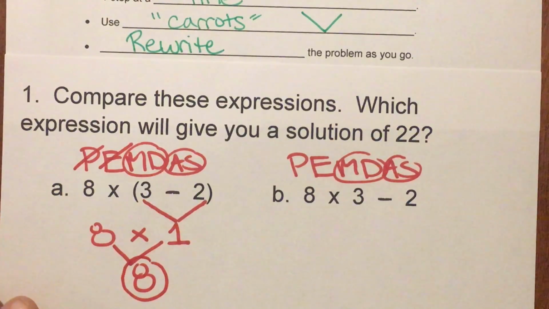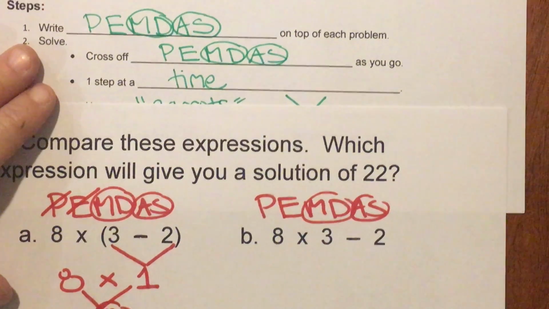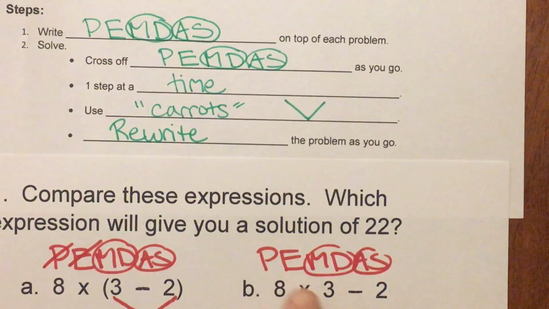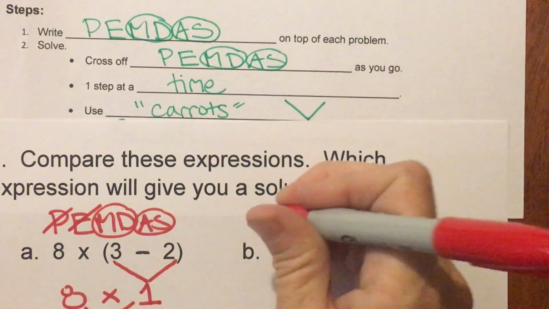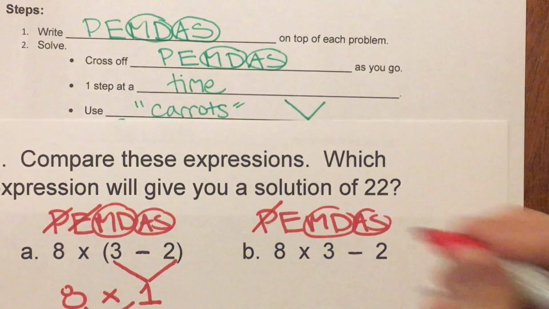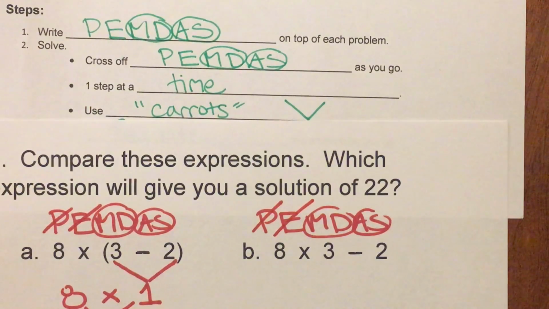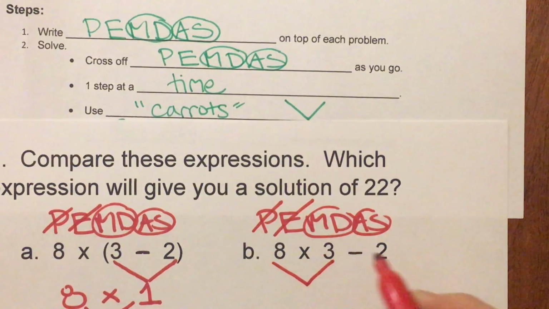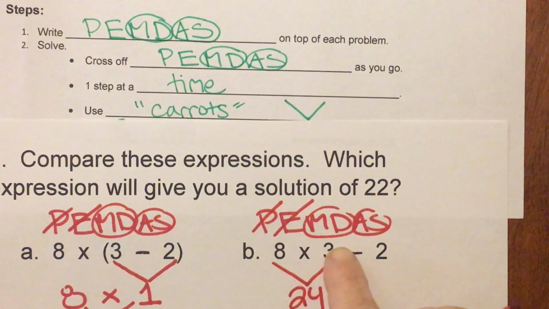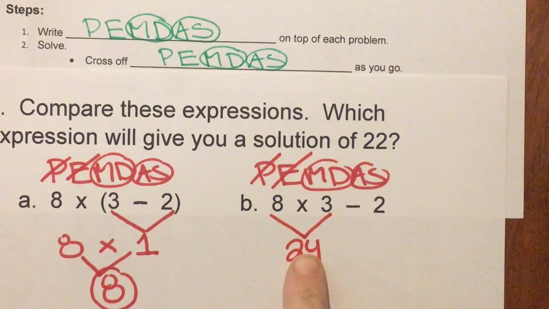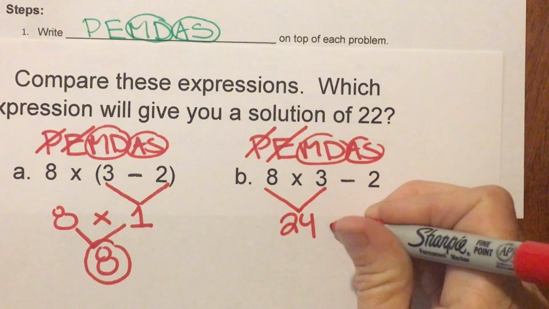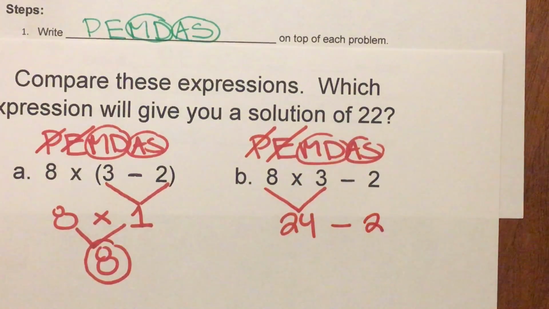Well, let's come over here and try this one. I've already written my PEMDAS, so now I'm going to do my 4 things when I solve. Do I have any parentheses? Nope. Do I have any exponents? Nope. Do I have any multiplication or division? Yes, right here. So I'm going to solve that first. 8 times 3 is 24. Notice I use my caret, and I did one thing, and then I rewrite the problem as I go. So I used this, but I didn't use the minus, and I didn't use the 2.